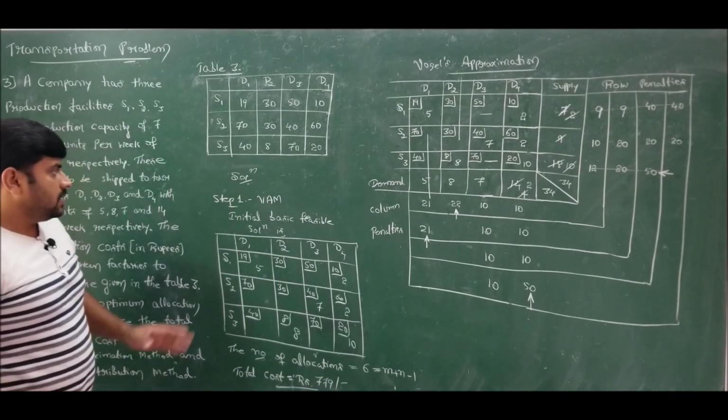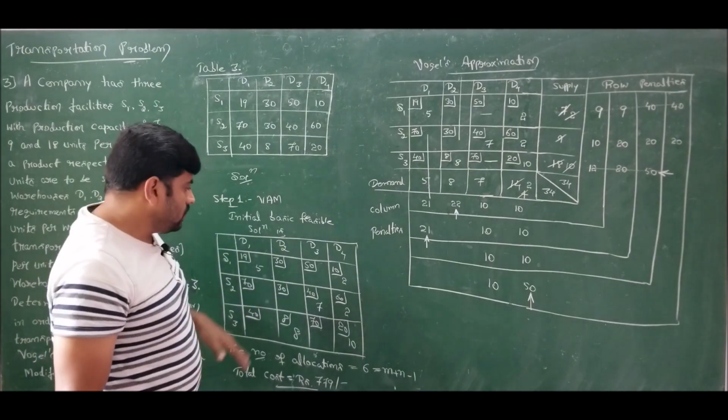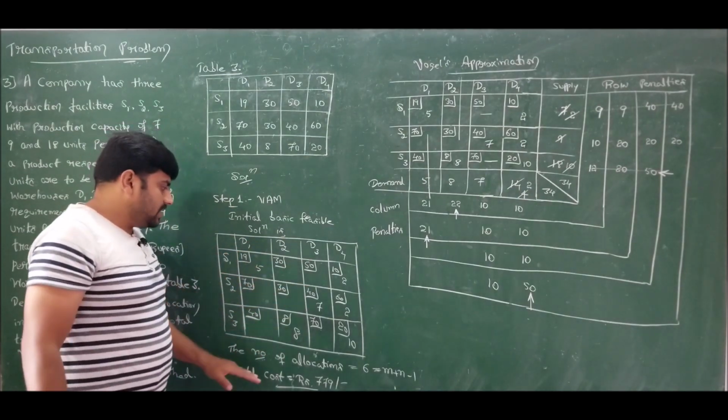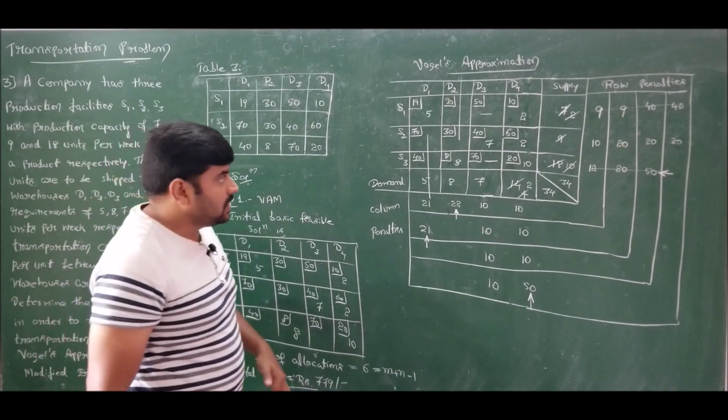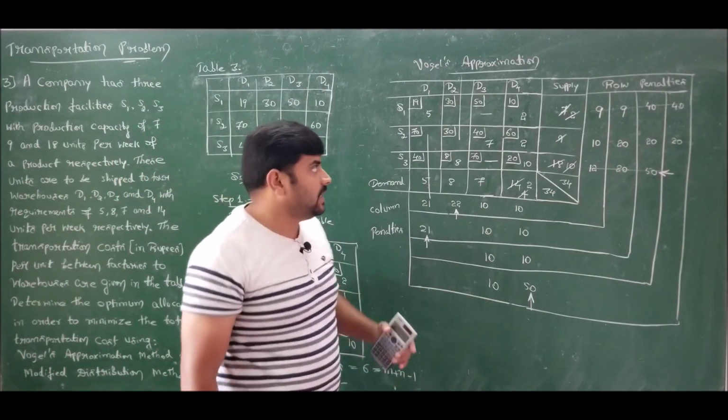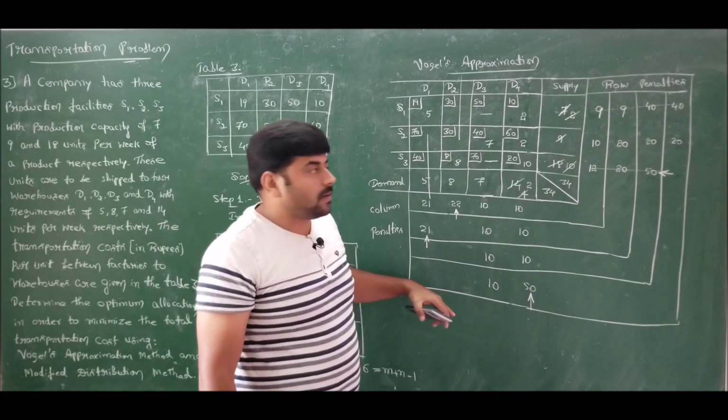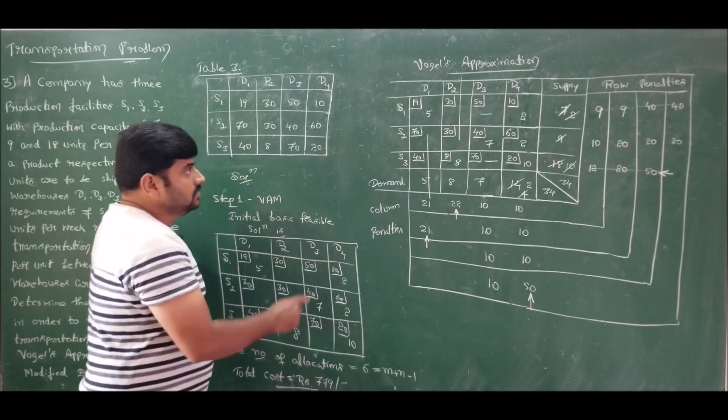So from Vogel's approximation method, we have found out the initial basic allocation as well as the initial total cost, which is found to be 779 rupees. Now using the modified distribution method, I should find the optimum solution for this allocation. Let us do that.